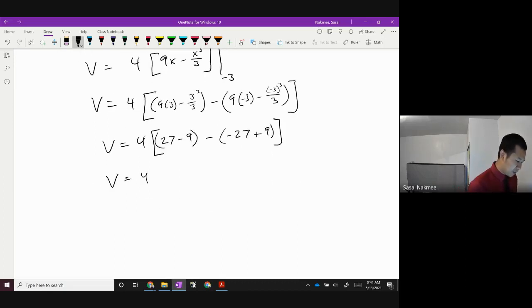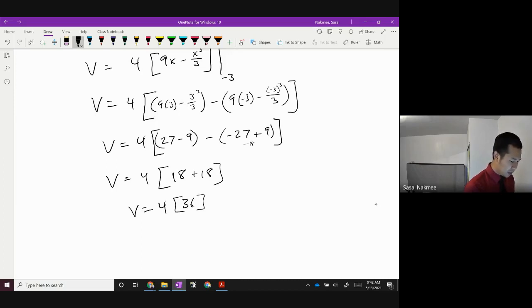Finish off this volume: 4 times, 27 minus 9 is going to give me 18. Minus a -18, so that's going to be a plus 18, I believe. Right? Is that right? -27 plus 9 is going to be -18. With a negative there, it becomes plus 18. So you end up with the volume equal to 4 times 36. 4 times 36, volume in this case is 144.